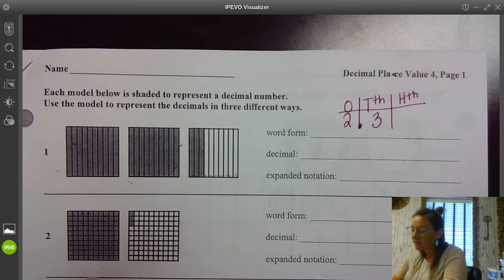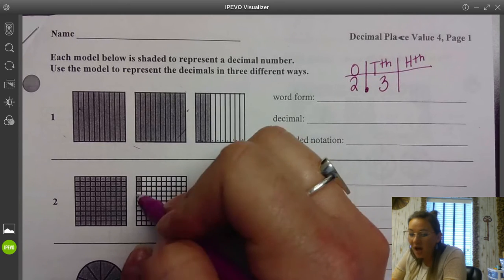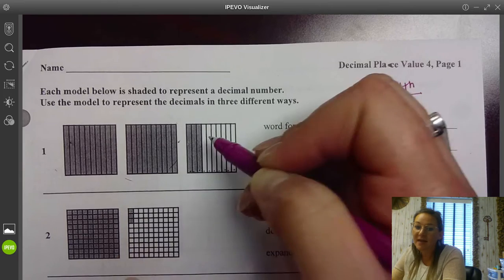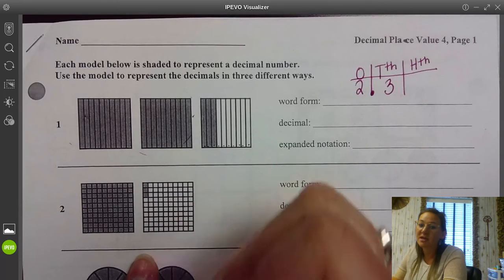There is no hundreds, right? If it was hundreds, it would look like this grid. Look how many. There's 100 out of this whole. This whole only has 10. So those are tenths. These will be hundredths when you get to that.